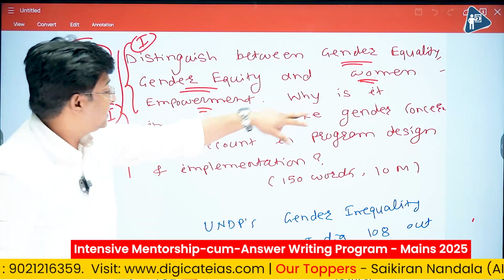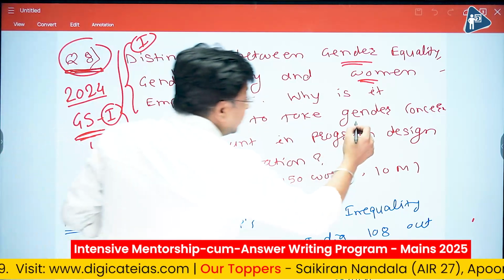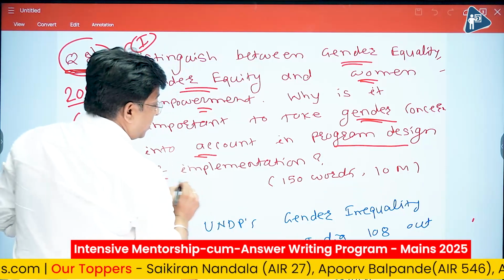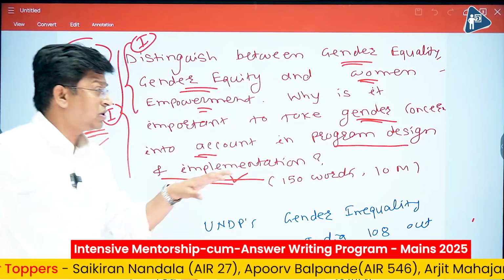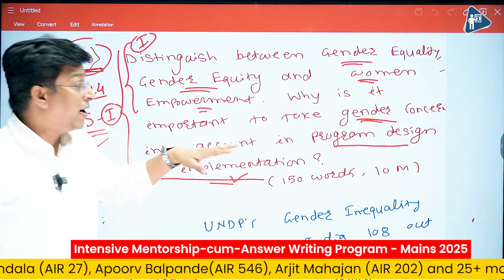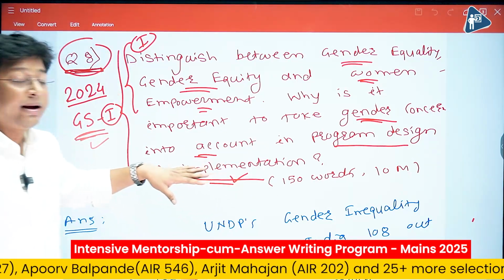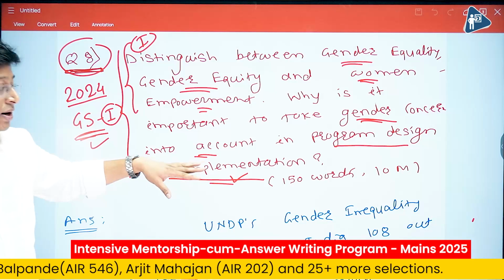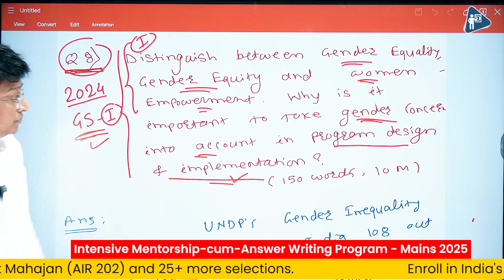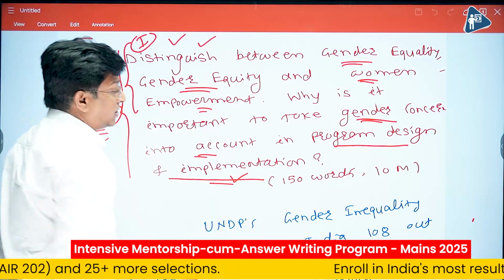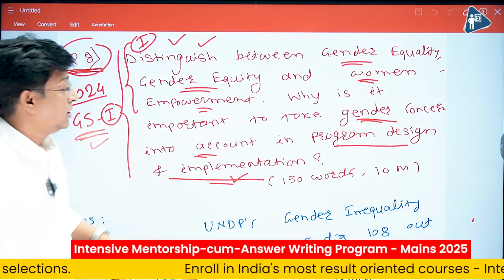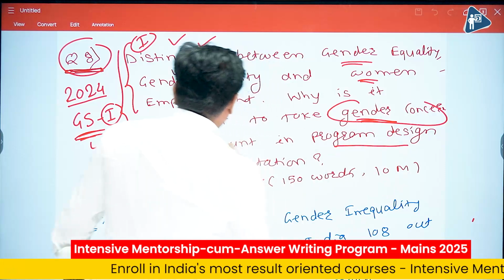Next part is, why is it important to take gender concerns into account in program design and implementation? This question is basically asking why we should take gender concerns into account while designing and implementing government programs, government schemes. This is the main demand of the question. First, we need to distinguish, and then we need to give the importance of taking gender concerns into consideration.